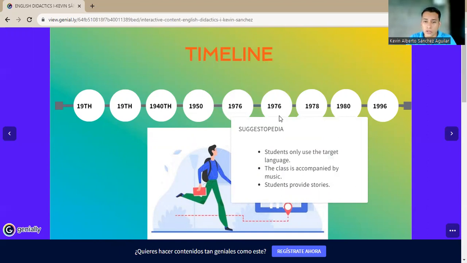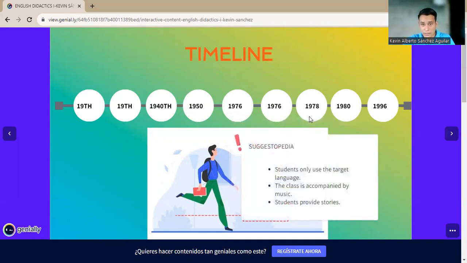Also, one of the approaches of this method is that every class started with music, and that is great, right? Because in that way, students work on their listening skills. So that is why it was great. Students work on listening, but also on pronunciation because they listen to how the words are pronounced. And also, students provide stories related to the target language that they are learning.